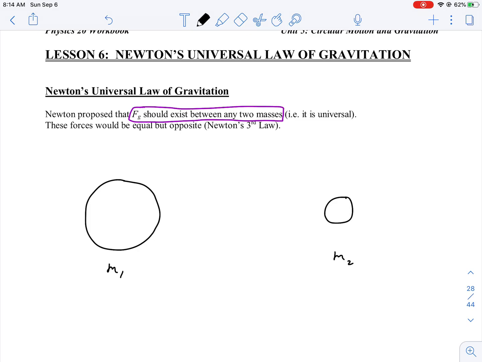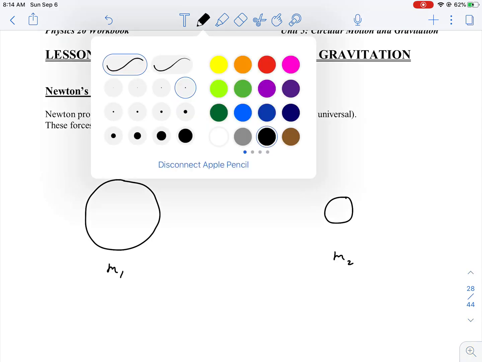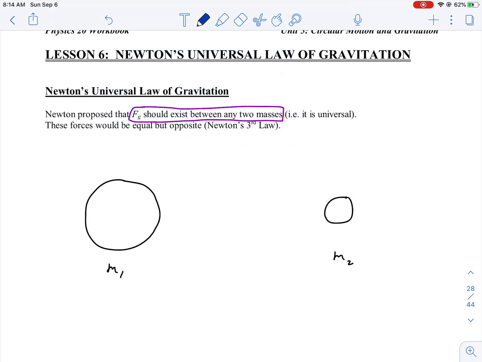Now what he's saying is that these two masses are going to exert a force of attraction on each other. So essentially, if M1 exerts a force of attraction on M2, which he called Fg, then based on Newton's third law, M2 will exert an equal but opposite force on M1. Even if they're of different masses, these forces will be equal but opposite.